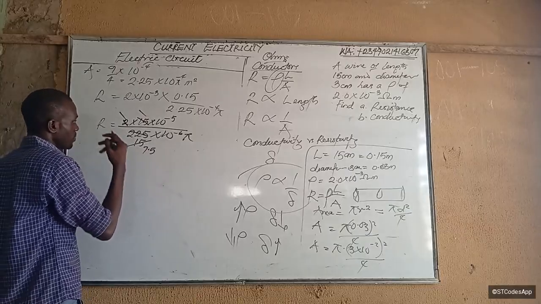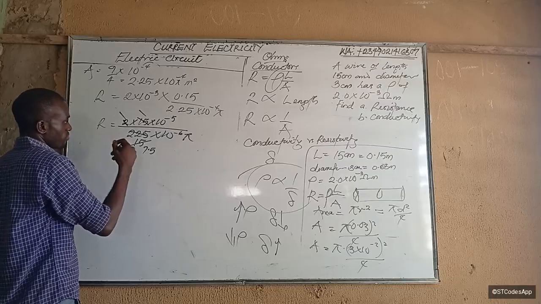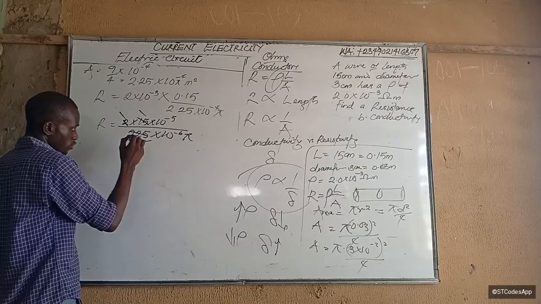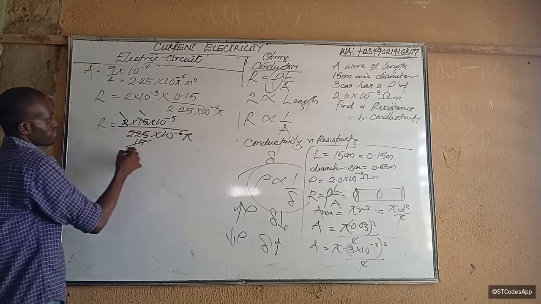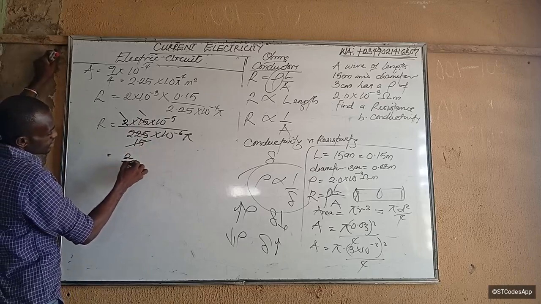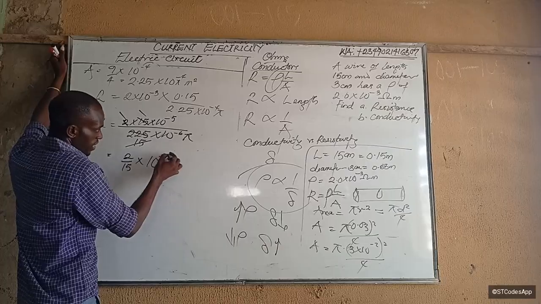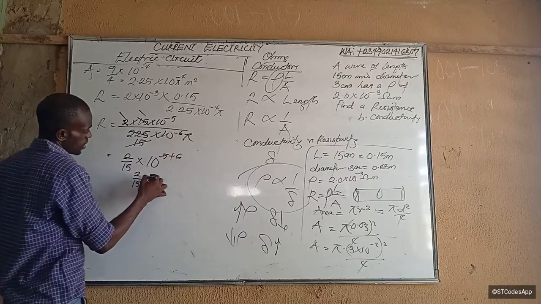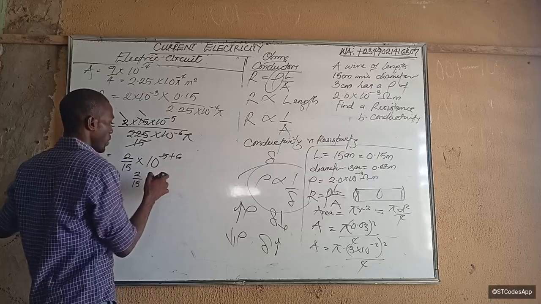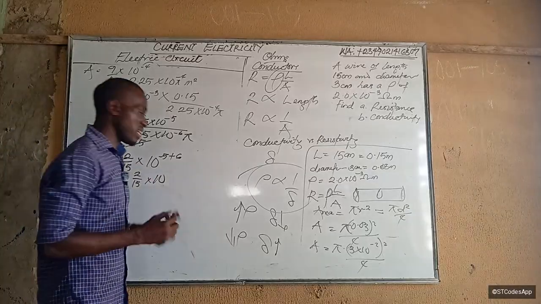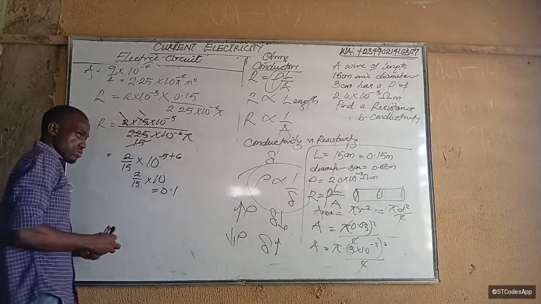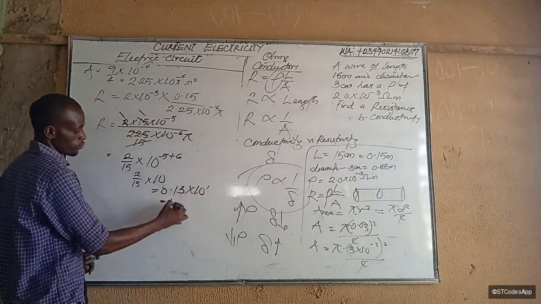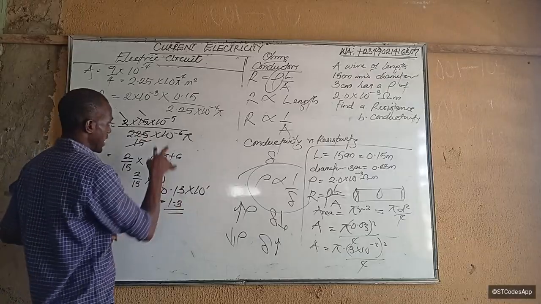Or should we do it that way? No. 7.5 is 15 over 2. Let's do it as 15 over 2. So 1 over 15 over 2 is 2 over 15. So that becomes 2 over 15 times 10 raised to the power minus 5 minus this, that's plus 6. So that becomes 2 over 15 times 10 raised to the power 1, that's times 10. 2 divided by 15 is 0.13. 0.13 times 10 raised to the power 1 becomes 1.3. That's the answer, 1.3 pi.